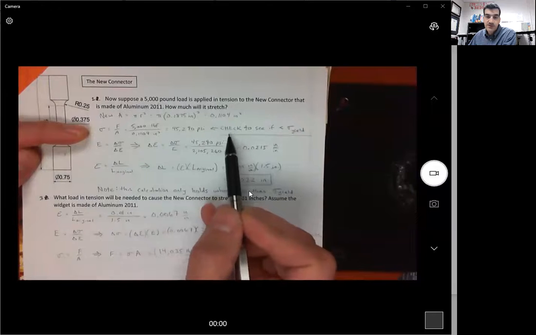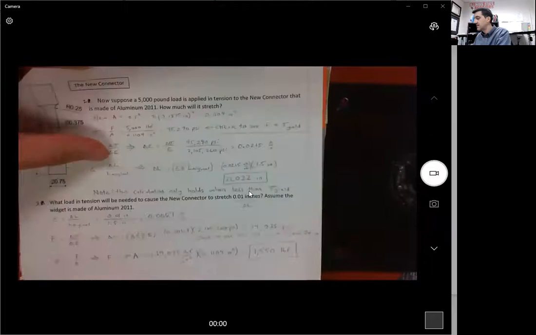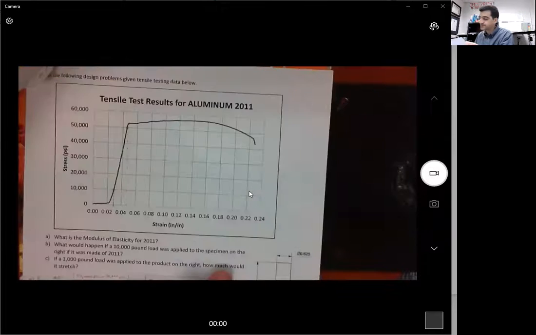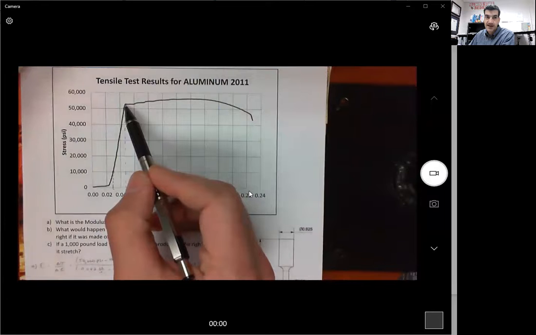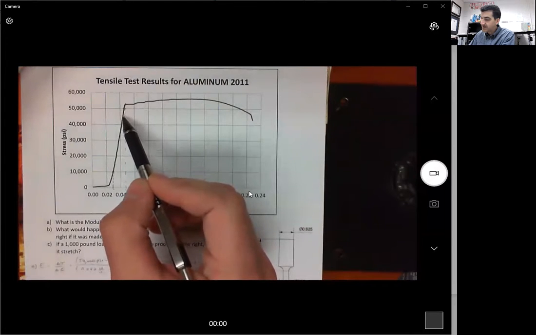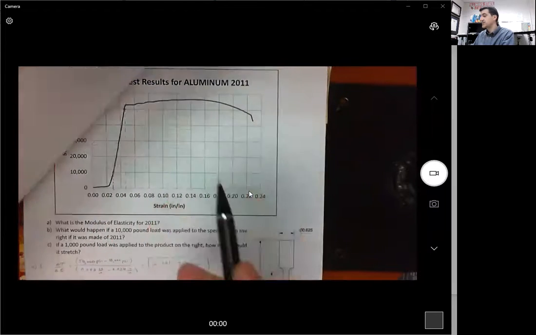Remember, at this point, when you calculate the stress, you must check to see if it's less than the yield stress. And in case you don't remember that, here's our yield stress, probably at about 52,000 psi. The stress that we just calculated was about 45,000 psi. So we're definitely still less than the yield stress, so we can proceed.